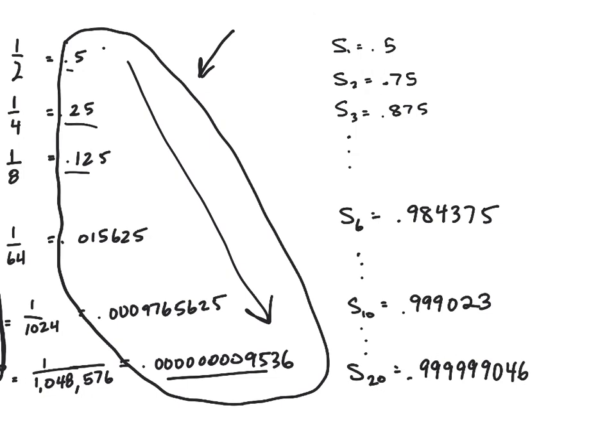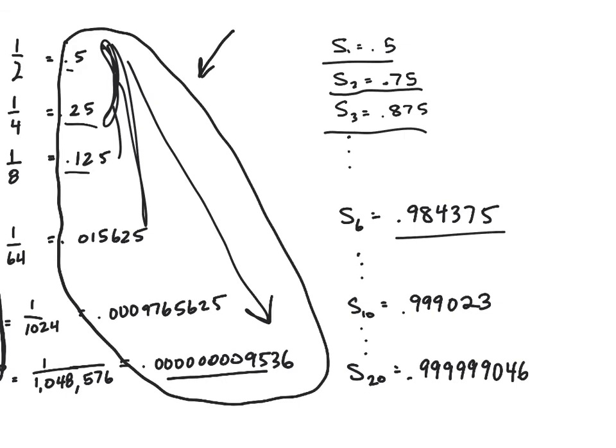the sum of the first term, which is just 1/2, is obviously 1/2. But if you add these first two terms right here, 1/2 plus 0.25, that's the sum of the first two terms, you get 0.75. The sum of the first three terms, 0.5 plus 0.25 plus 0.125, is 0.875. The sum of the first 6 terms, all the way up through here, is 0.984375. If you sum the first 10 terms, it's 0.999023.